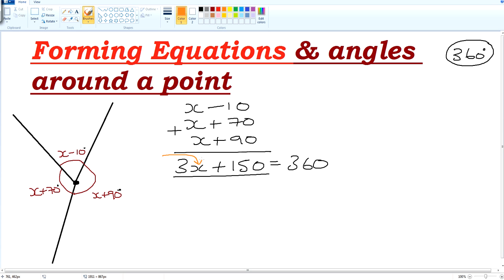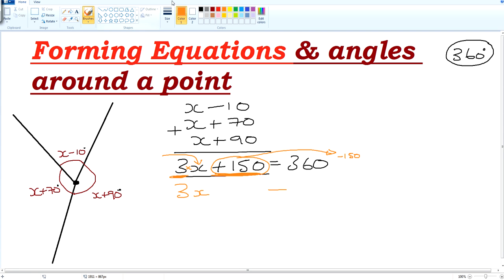x has been multiplied by 3. This is called the first action. Then it's been added by 150, which is called the second action, the second thing acting on it. So we always move the last action first. I'm going to grab the 150 by the scruff of the neck, throw it over, and it changes its sign. So we're now left with 3x.